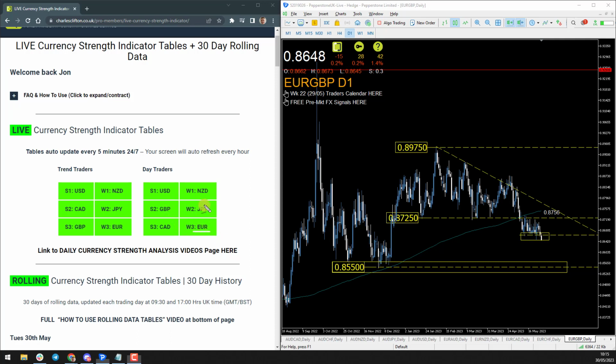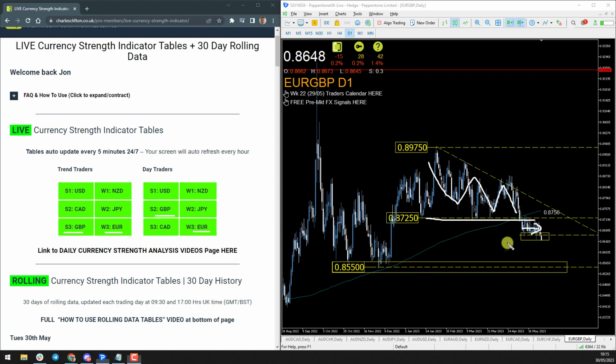So Euro Pound, we can see, is featured here. We've got Euro as W3 on the day traders and the trend traders. We've got Pound as S2 on the day traders, S3 on the trend traders. So it's telling us that Euro Pound could potentially trade to the downside here, and you can see we've got this kind of consolidation forming in here below the 0.8725 lows, which were the lows of this kind of squeeze pattern that formed.